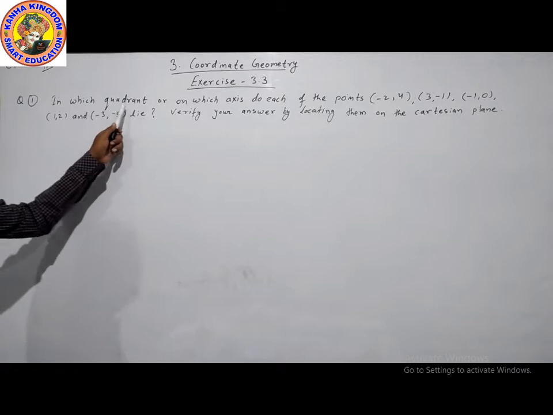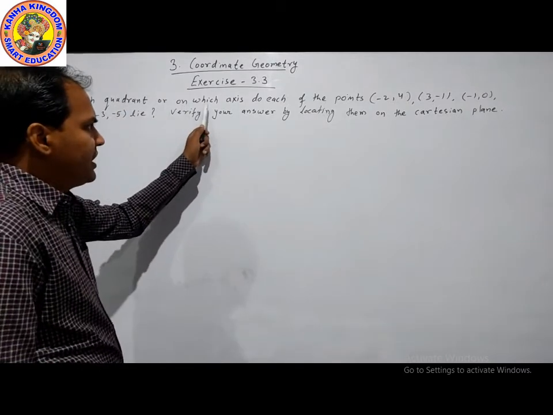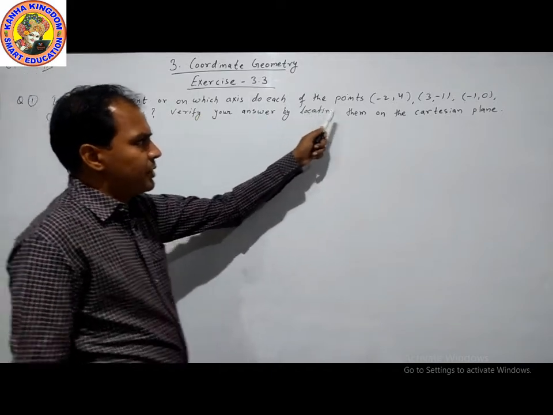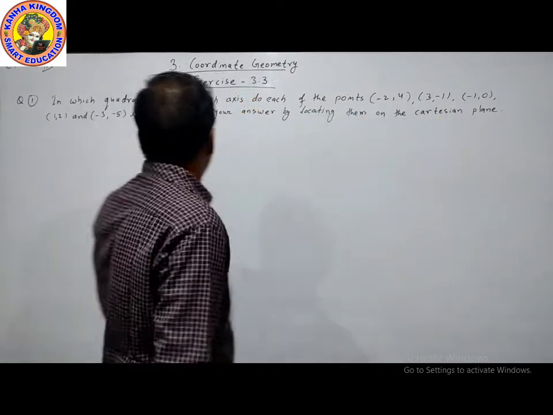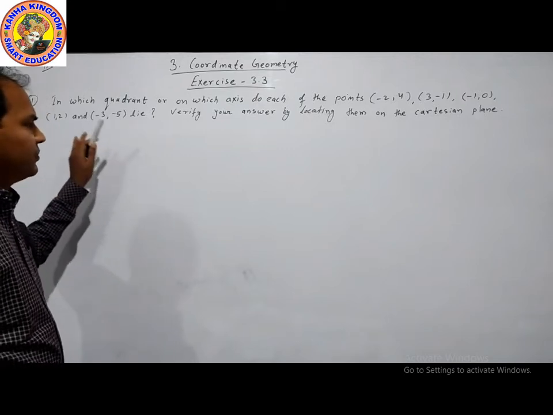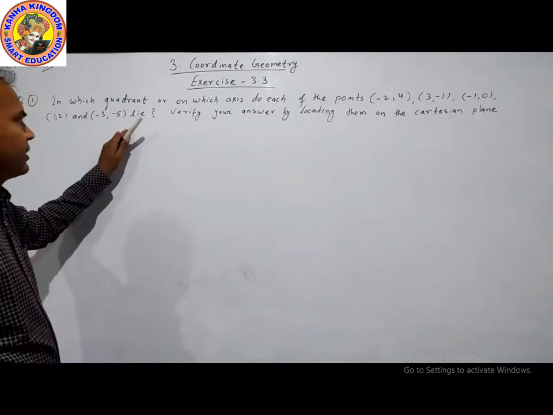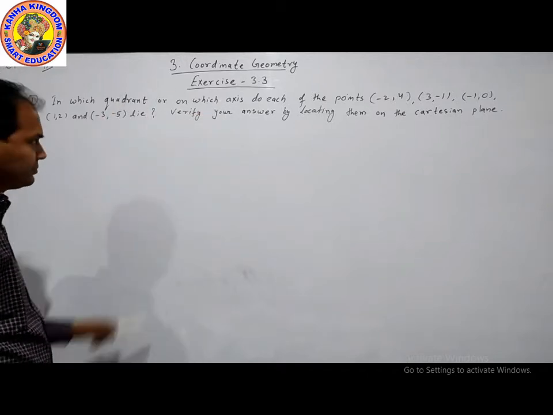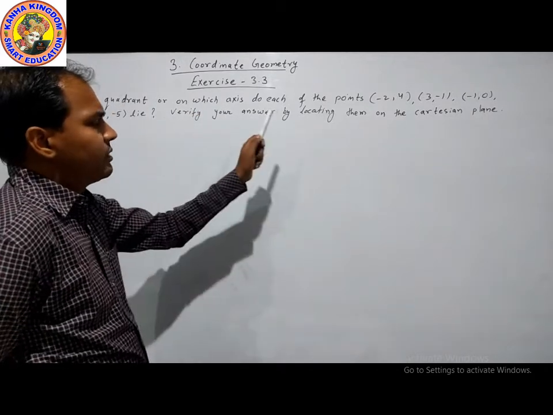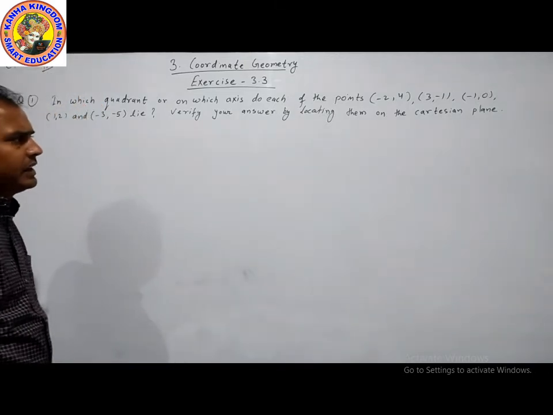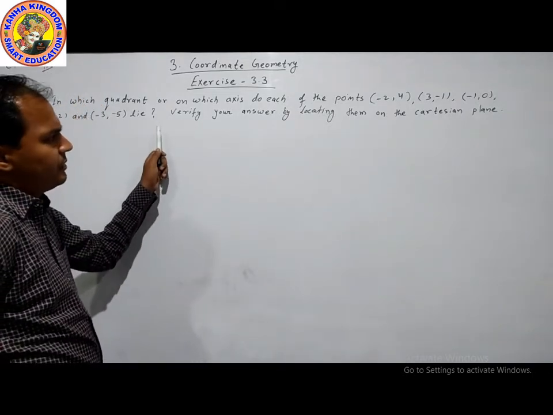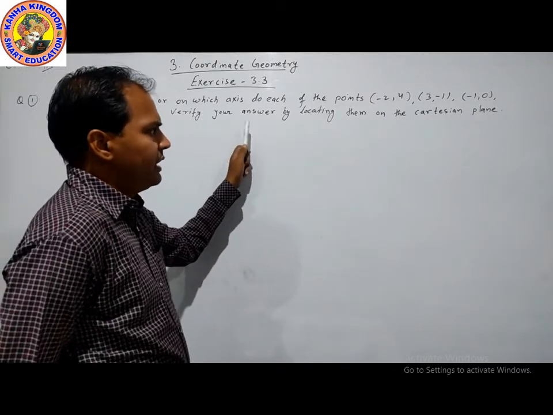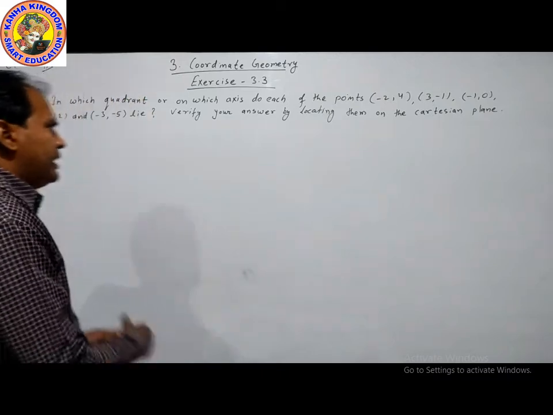In which quadrant or on which axis do each of the points first, second, third, fourth and fifth lie? There are 5 points. We locate the situation in quadrant or in axis. Verify your answer by locating them on the Cartesian plane. After this we will verify the location of the points by drawing a graph in the Cartesian plane.